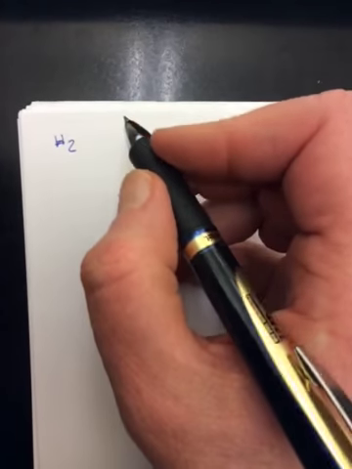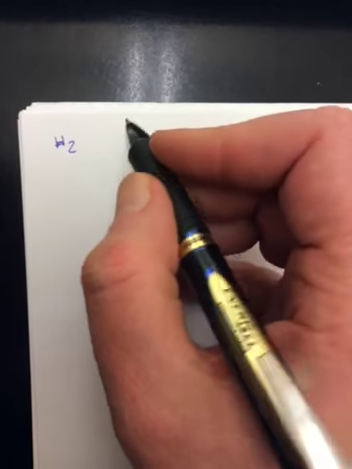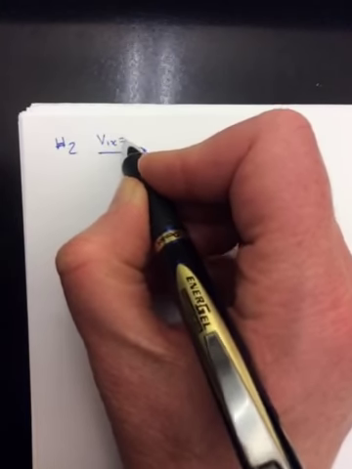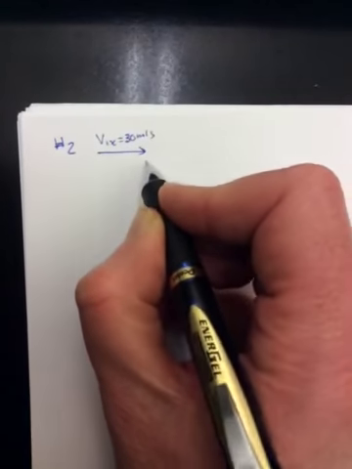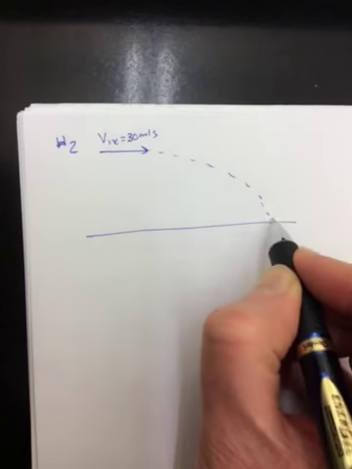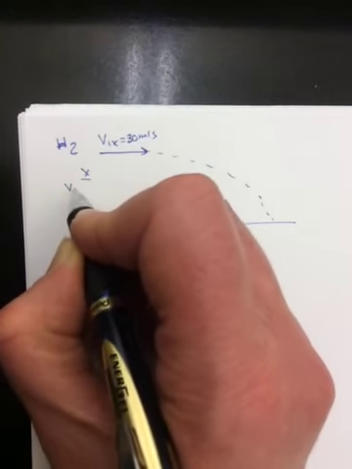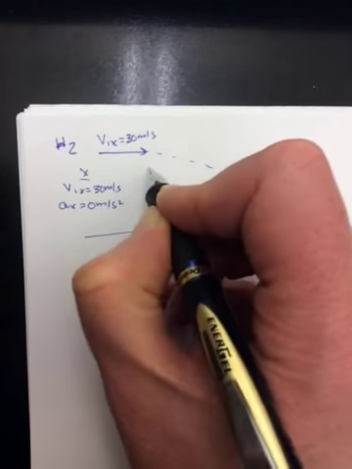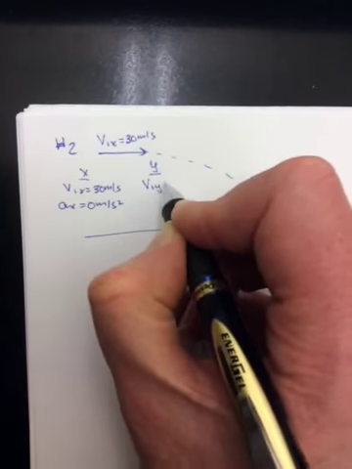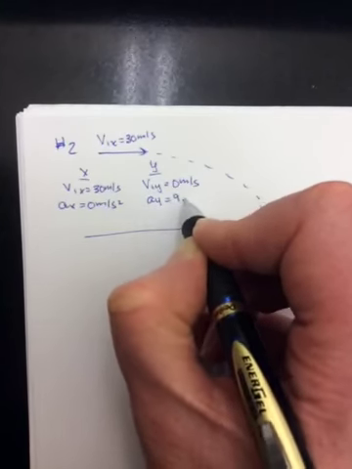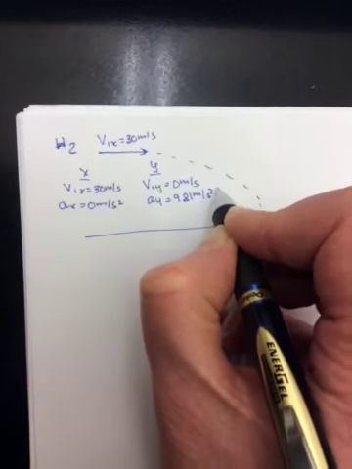So number 2, a stone is thrown horizontally with a velocity of 30 meters per second. So my Vix is 30 meters per second, and then of course it's going to come down. Okay, so in the x direction, Vix is 30 meters per second, ax is 0 meters per second squared. In the y direction, Viy is 0 meters per second, ay is 9.81 meters per second squared down.